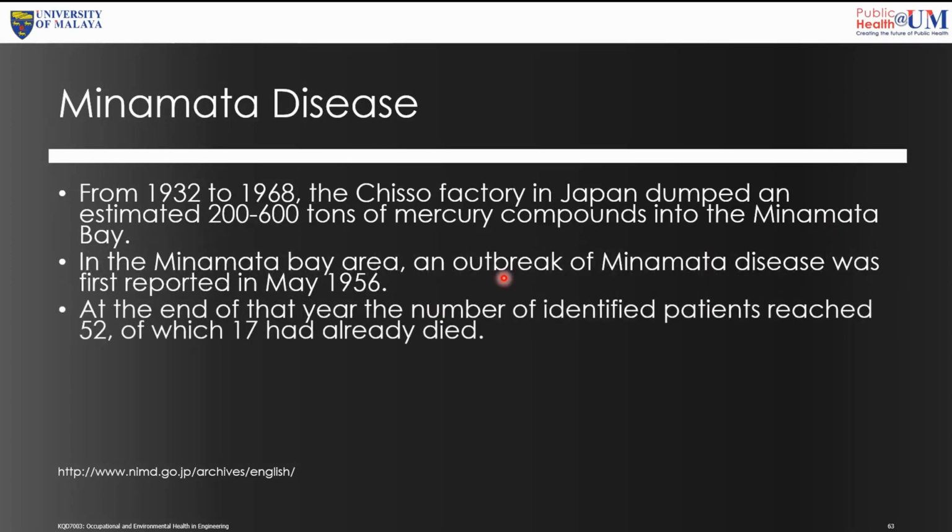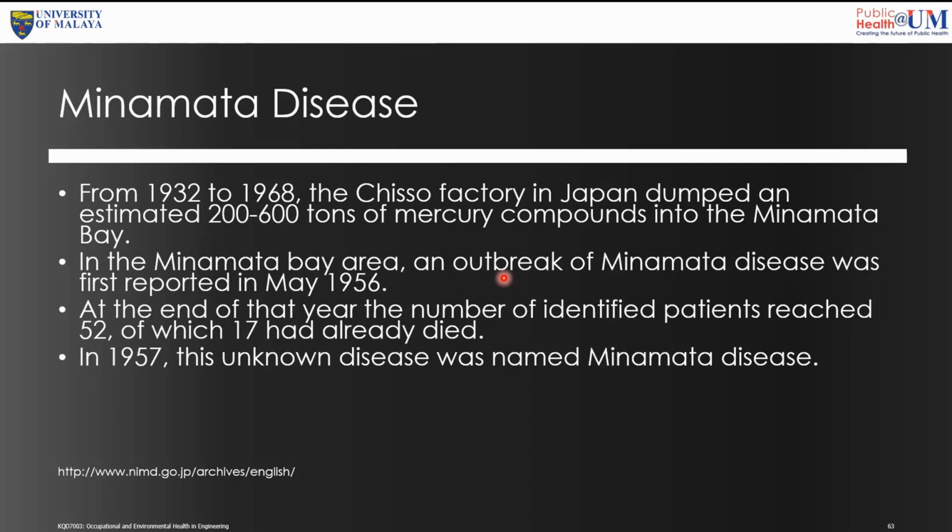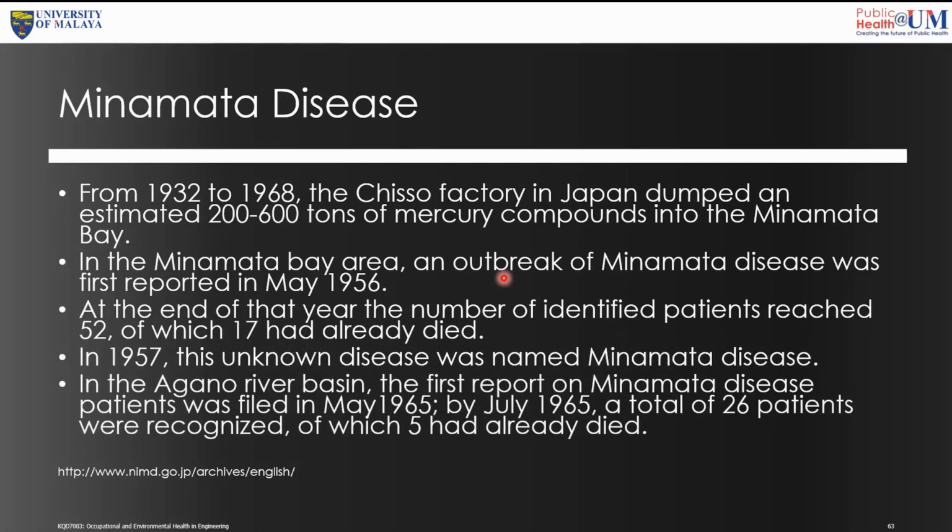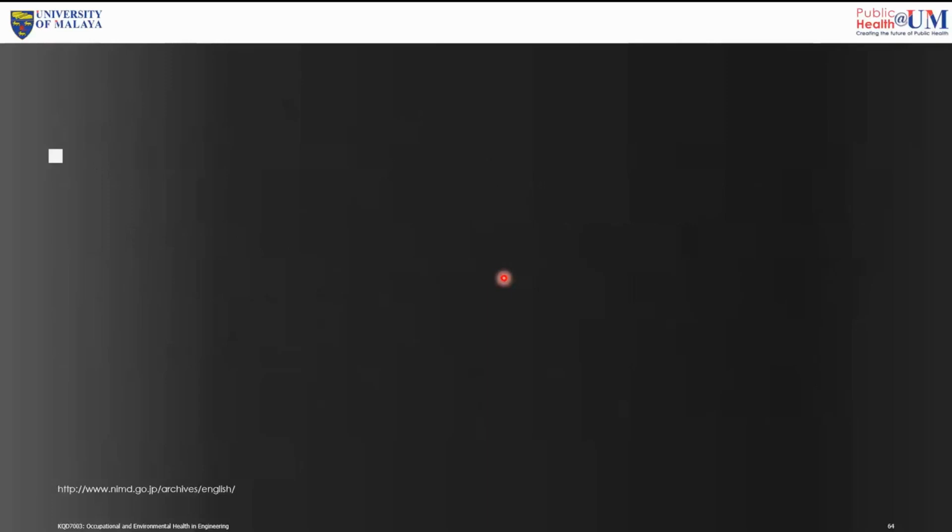At the end of the year, the number of identified patients reached 52, of which 17 had already died. In 1957, this unknown disease was named Minamata disease. In the Agano River Basin, the first reported Minamata disease patient was found in May 1965. By July 1965, a total of 26 patients were recognized, of which 5 had already died.